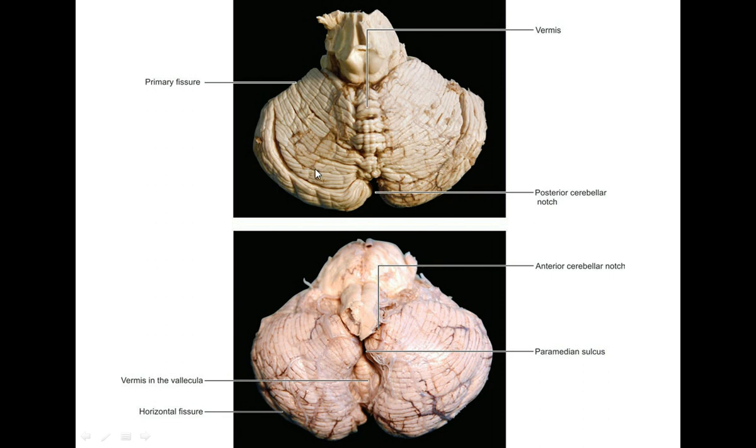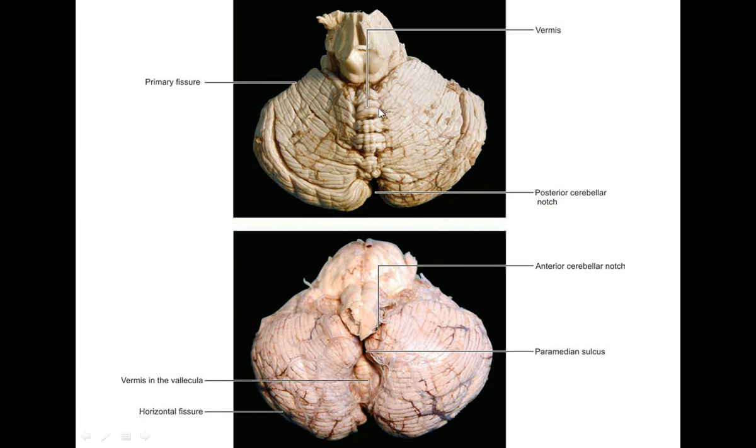The posterior lobe extends on both the superior and inferior surfaces. On the superior surface, this part is included in the posterior lobe, and on the inferior surface, this is the part of the posterior lobe. The remaining part is the flocculonodular lobe, which is present on the inferior surface and is not visible in this specimen. The vermis is so called because it resembles a worm.